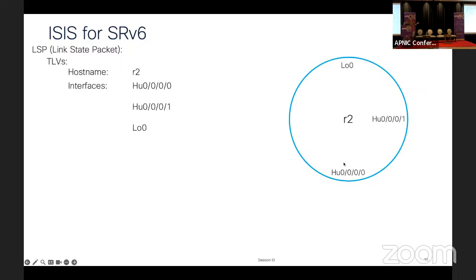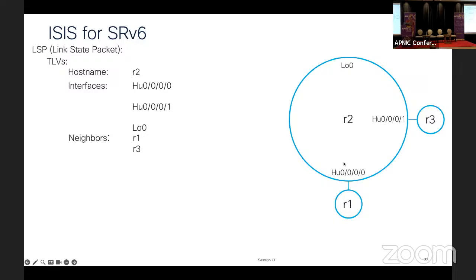So IS-IS uses link state packets, right? Link state packets, it's typical information about the router. So me as a router, by default, I'm advertising my address, I'm advertising which interfaces are part of the IGP, I'm typically advertising my hostname. When I build that adjacency, I will start advertising my neighbors.